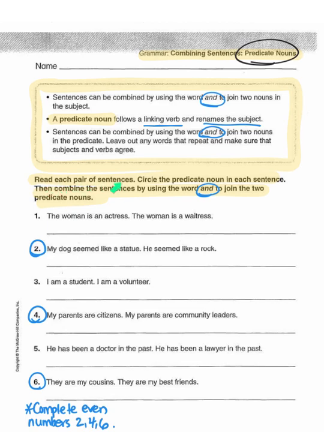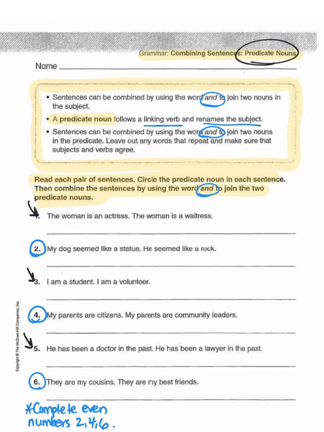So it says, read each pair of sentences, circle the predicate noun in each sentence, and then combine the sentences by using the word and to join the two predicate nouns. All right, so boys and girls, I have circled 2, 4, and 6. Those are the only ones that you are going to be doing. And Mrs. Long is going to be doing numbers 1, 3, and 5 as an example.